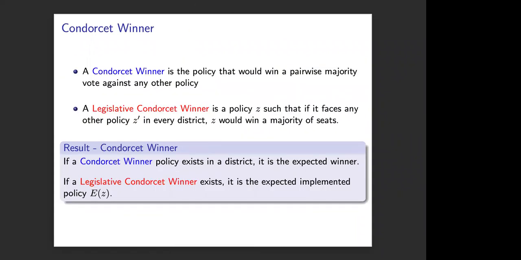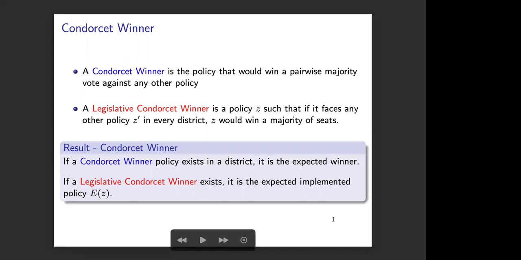We know that a Condorcet winner is a policy that would win a pairwise majority vote against any other. And we need to come up with a slightly different definition for a legislative case, because it doesn't perfectly map in. I'm going to say that a legislative Condorcet winner is a policy Z such that if it faces any other policy Z prime in every district, then Z would win a majority of seats. I believe this keeps the flavor of the definition of a Condorcet winner, but transposes it to a different setting, a legislature.